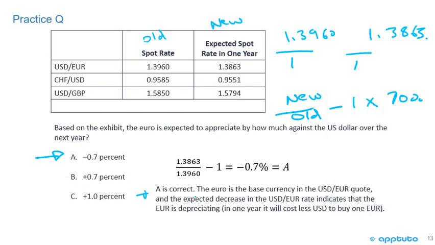So A is correct. The euro is the base currency in the US dollar euro quote and is expected to decrease, indicating that the euro is depreciating. So let's just think about that again. In the old price, 1 euro would get me $1.39. Now 1 euro is getting me $1.38. That has gone down. So the euro is getting me less US dollars. So the euro is depreciating.